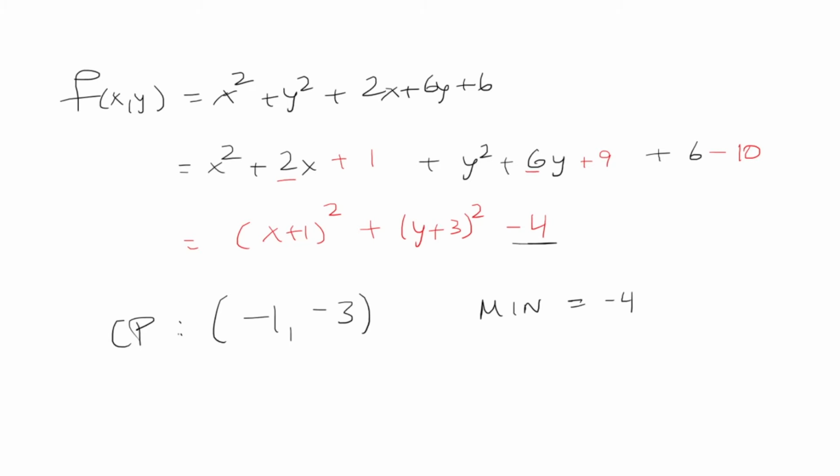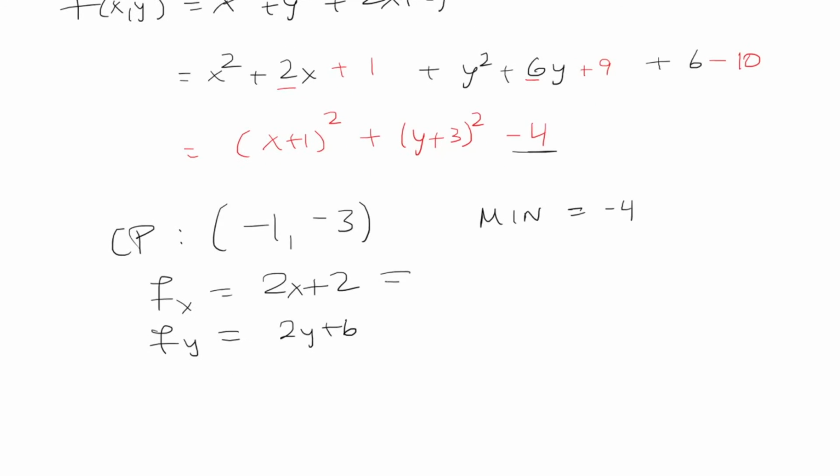Now let's do it using the partial derivative test. So let's first take the derivative with respect to x. We get 2x plus 2. Let's take the derivative with respect to y. We get 2y plus 6. Now we need to set each of these equal to 0. We get x equals negative 1, y equals negative 3. And notice that's exactly what we got using the previous method.